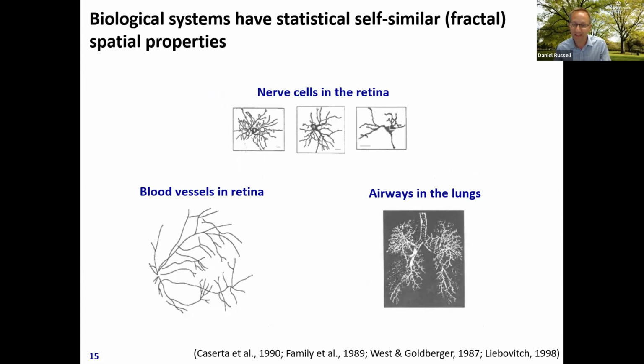And this is a valuable property if you think about what's going on here. These are all involved in gas exchange and/or exchange of liquids too. Having these properties means that you have a lot of surface area for a given volume. So that's spatial fractal properties.